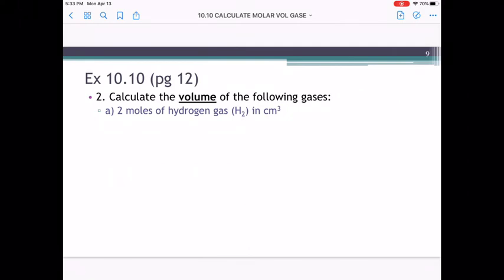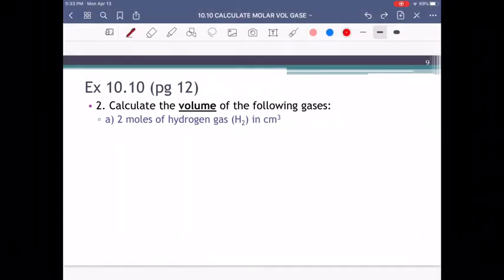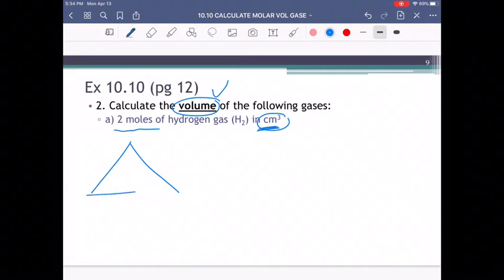Next, question 2. You are asked to calculate the volume of the following gases. Okay, part A, you have 2 moles of hydrogen gas, H2, in cm³. Firstly, check the unit. The unit given here is 2 moles. You are asked to find volume, and you want it in cm³. So get the triangle, the one with cm³, which is 24,000 cm³ per mole. Here is the volume.